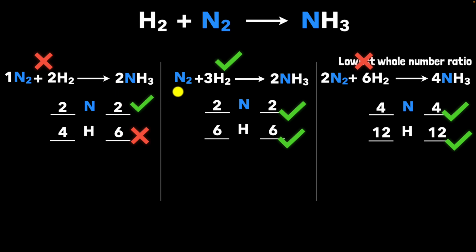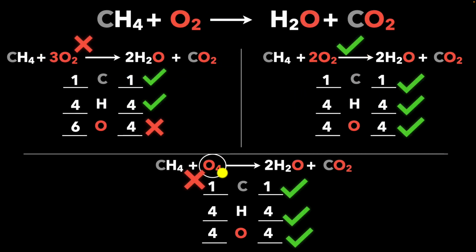But remember, the coefficients must be simplified and they must represent the lowest whole number ratio. And finally, remember, you cannot change the subscripts. That would change the chemical formula altogether. That's not allowed. The only thing you're allowed to do while balancing is to change the coefficients.